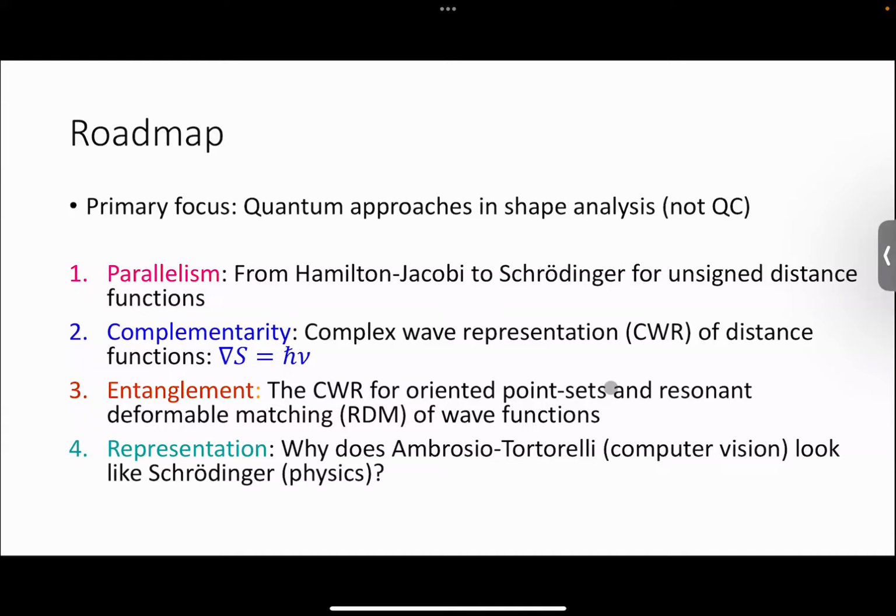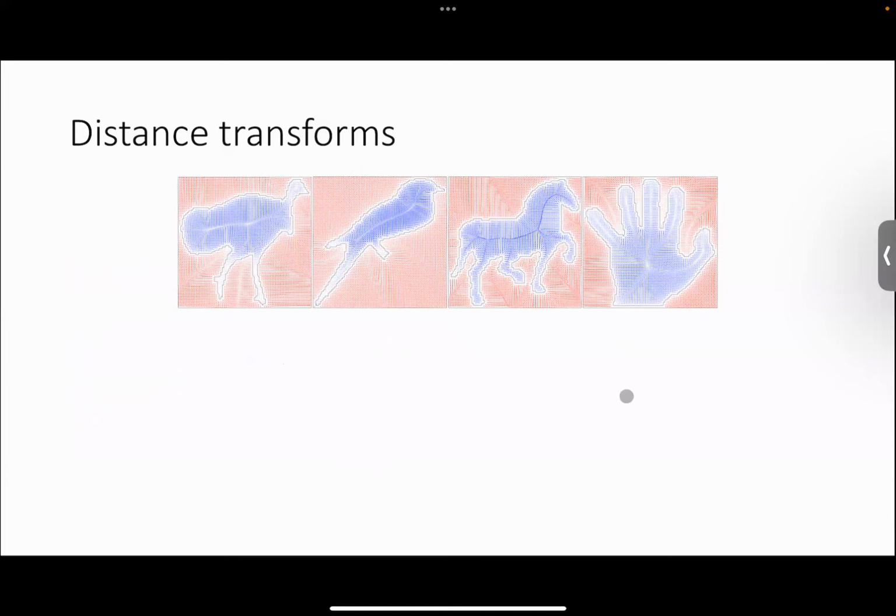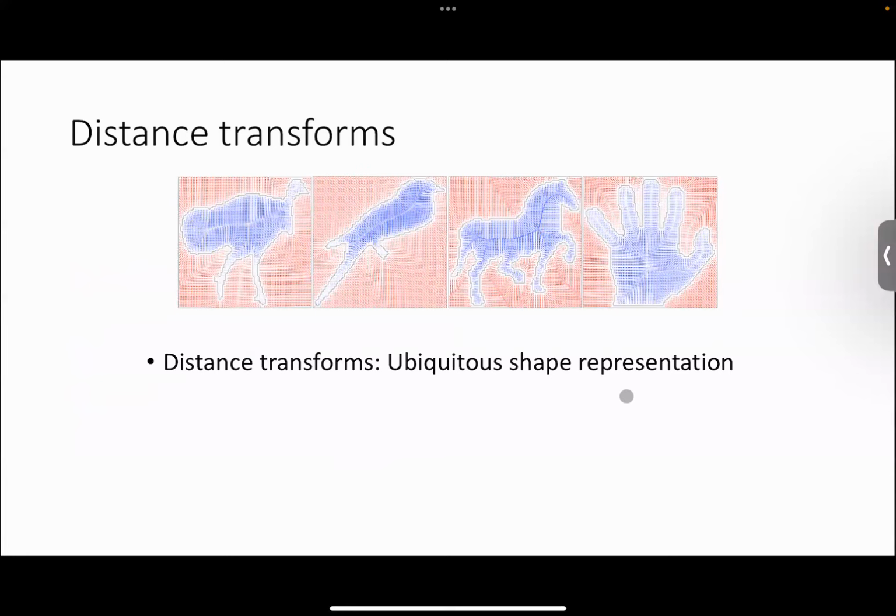Okay, now I don't think we can expect too much familiarity with shape analysis. So what I'll do is I'll begin with distance transforms and set them up in the simplest way possible. And having done that, then walk you through going from a Hamilton-Jacobi representation to a Schrodinger representation. So distance transforms have been around in computer vision for probably 40 or 50 years.